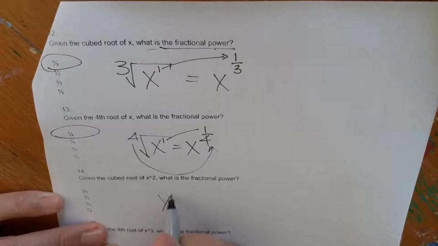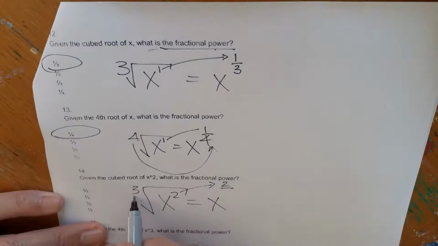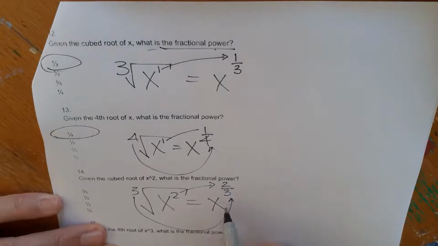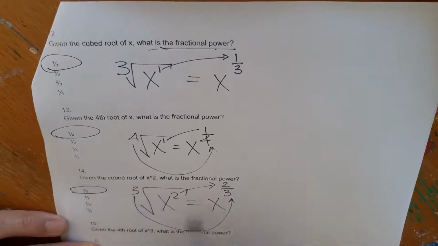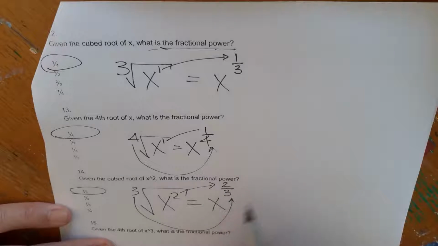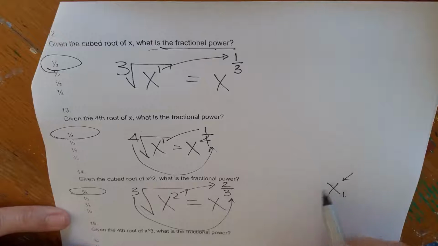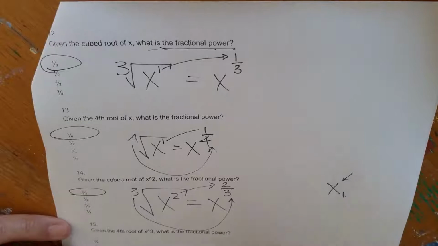Given the cubed root of x squared, here's x squared, here's the cubed root. What is the fractional power? Same thing. The power goes into the numerator position. The root goes into the denominator position. x to the 2/3 power. Notice it is in the superscript position. Super means up, script means small, I guess. And the other thing is subscript. If you ever had, say, x1, this would be the subscript number. There's a superscript here and a subscript here, and notice they're smaller than the original value. Smaller in size. It's a notation.